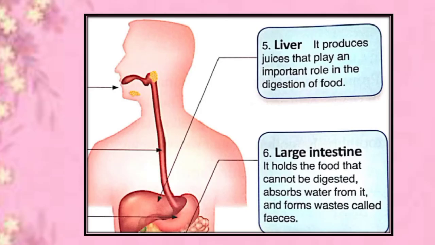Next organ of your digestive system is liver. It produces juices that play an important role in the digestion of food. It means the nutrient-rich blood comes directly to the liver for processing. The liver filters out harmful substances or waste, turning some of the waste into more bile.